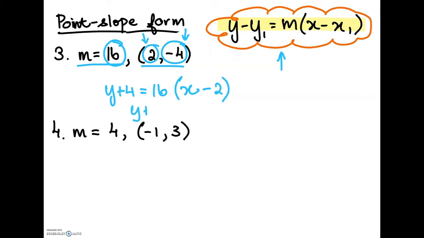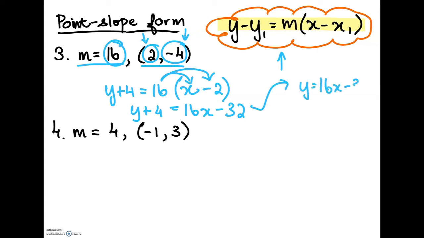Now let's just expand this, so y plus 4 equals 16x minus 32. Again, all I'm doing is multiplying this 16. Let's move this to the right. It's going to become y equals 16x minus 32 minus 4. I'm just moving this 4 to the right hand side. And then our final equation will be y equals 16x minus 36.